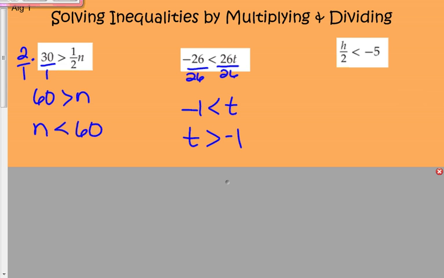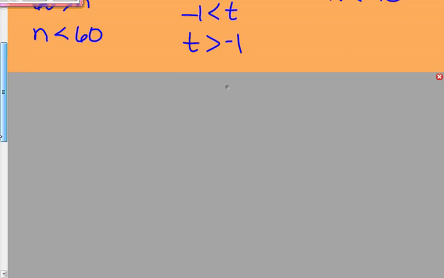Nothing different. You see h divided by 2. Something's being divided, you're going to multiply it on both sides. So these cancel out, leaving h less than -5 times 2 is a -10. And we're finished there. Let me show you some more examples.